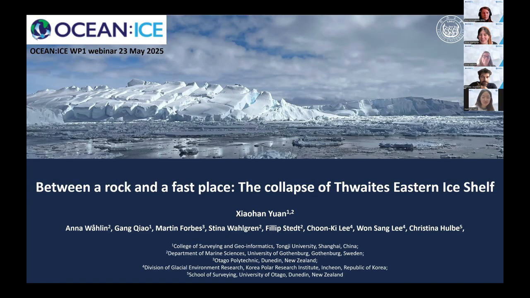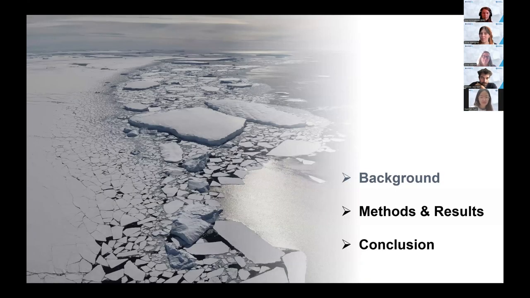The title is Between a Rock and a Faster Place, the Collapse of Thwaites Eastern Ice Shelf. In this study, we combined remote sensing, oceanography, and glacier modeling, trying to answer the question of what mechanism triggers the ice shelf collapse. So let's start with some background.